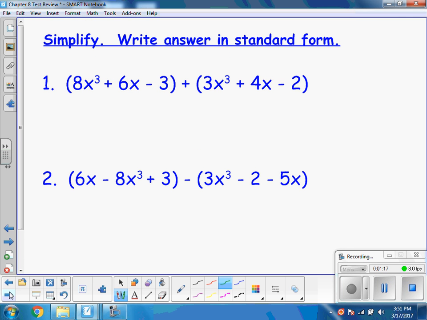So we write our answer here in simplest form. So it's really combining like terms. I've got some x to the thirds and some x to the thirds. It's going to give me 11x to the thirds because I'm adding them together. I've got 6x here, 4x here, 6. That's another 11x. And then I've got negative 3, negative 2. I'm adding them together, so I end up with a negative 5. And again, I got a cubic trinomial.